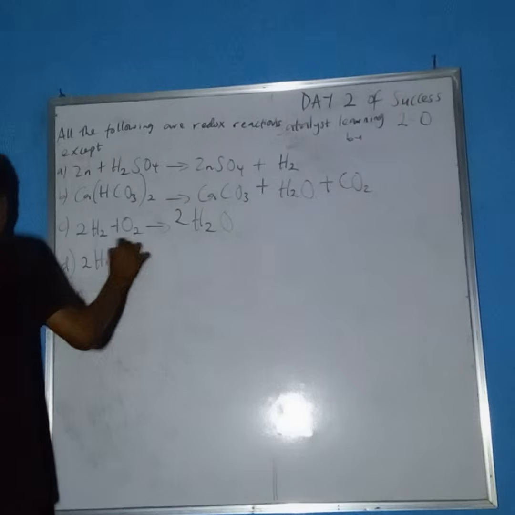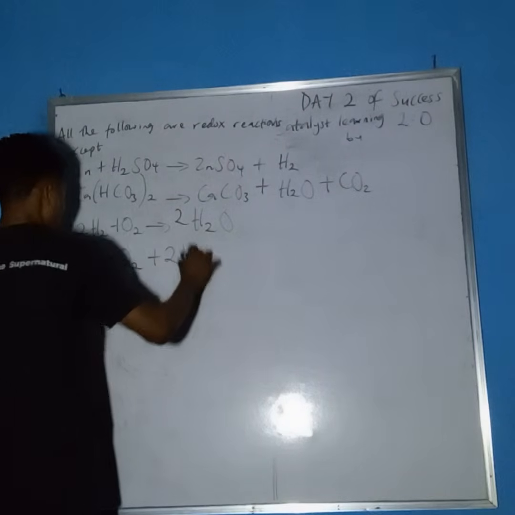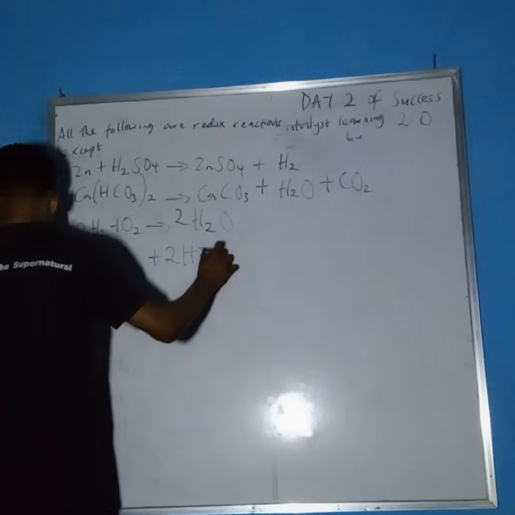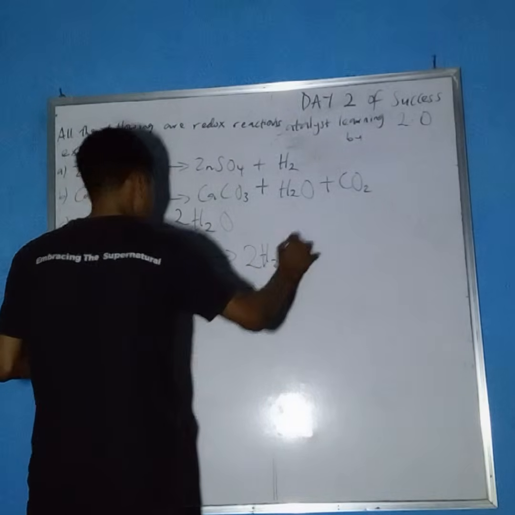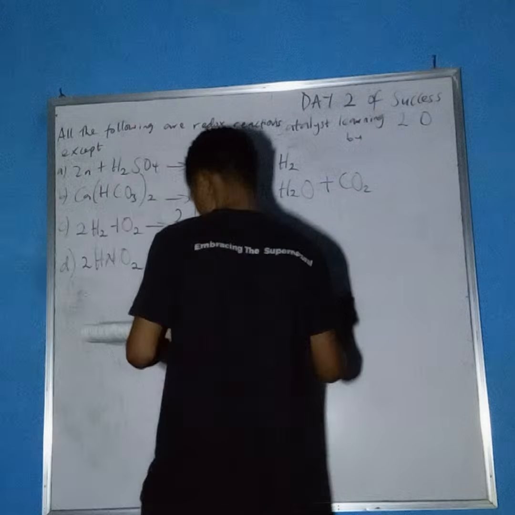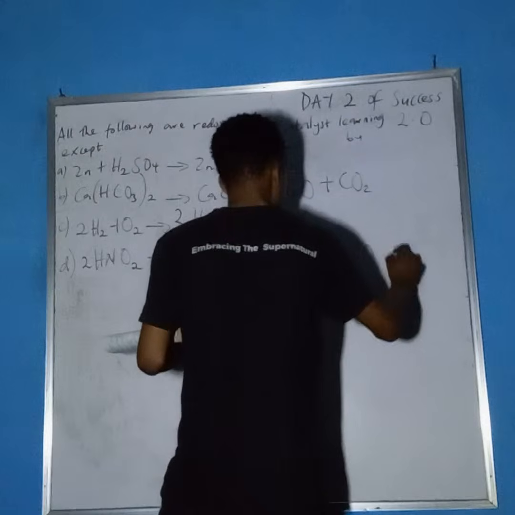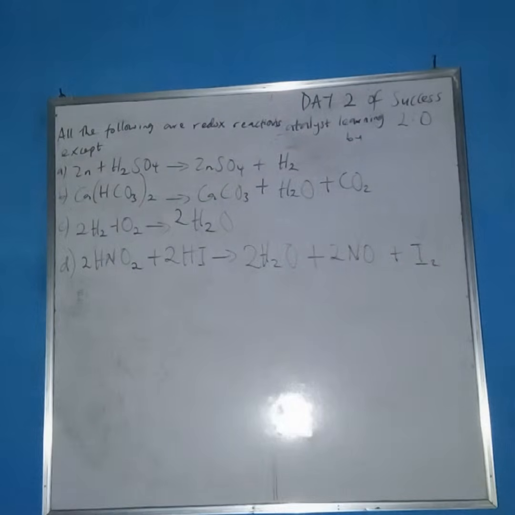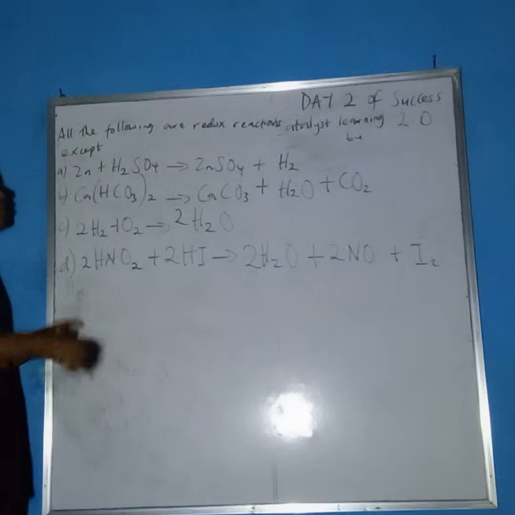Then we have the last one: 2 HNO2 plus 2 hydrogen iodide gives us 2 moles of water plus 2 nitrogen(II) oxide plus iodine. Now let's look at the following reactions. They said all of the following are redox reactions except, so let's see.